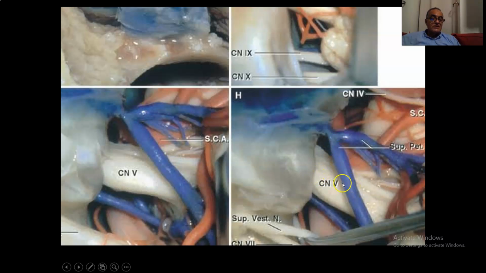If it is long enough, you can save it, and you can work to decompress the trigeminal from the superior cerebellar loop, for instance, by putting your piece of Teflon here.